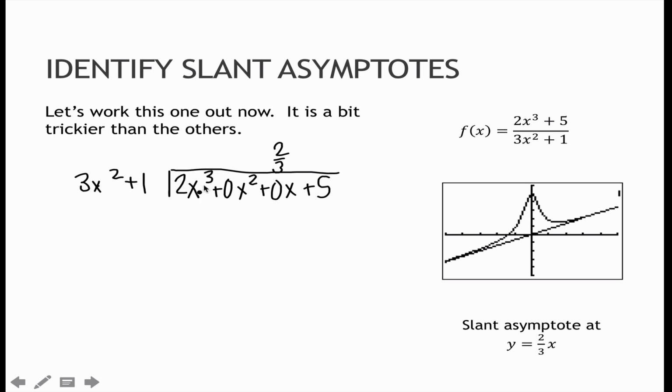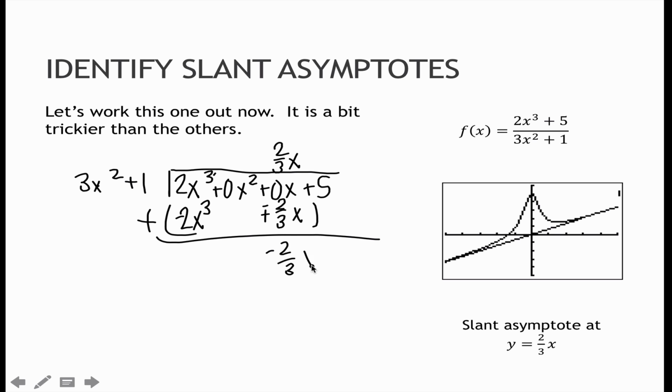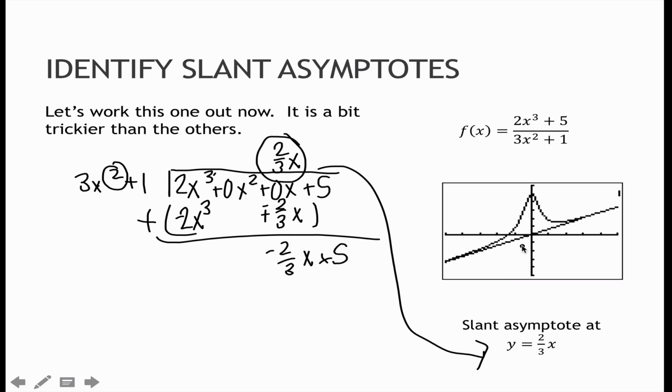and again from x squared to x cubed I'm going to have another x, and notice I've lined it up. So 2/3 x times 3x squared gives me 2x cubed. And then 2/3 x times 1 is 2/3 x. And again, I'm going to subtract. So I end up with negative 2/3 x as a remainder, but lucky for us, that is 1 degree less than the divisor. So it is a remainder, which I don't really care about, because this is the part that I care about. That is how we end up with that slant asymptote at y equals 2/3 x.